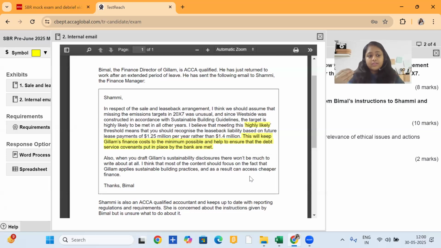Once you have achieved all this, we have to give the conclusion. We can say that if Bimal is not ready to accept the mistakes or the concerns that Shami has raised, then Shami should approach the management or the committees, as the case may be, and inform them about the wrongdoings or the unfair practices adopted by Bimal. Otherwise, one more pointer that we always write is that they can connect with the ACCA to understand the next course of action to be taken. Done. And you get your 12 marks.